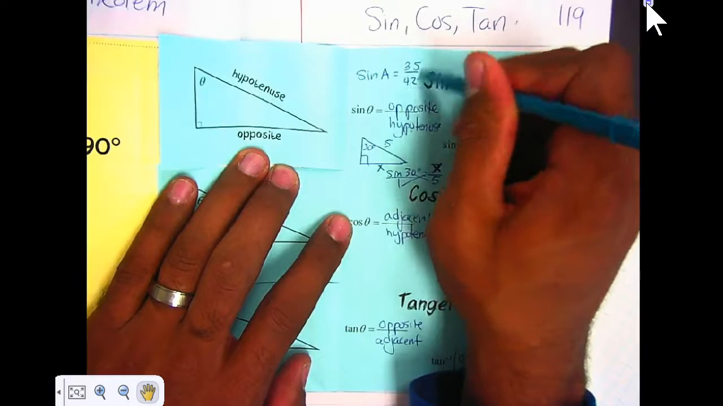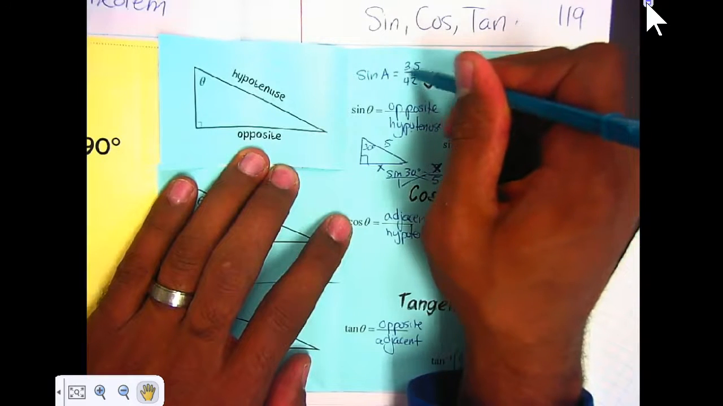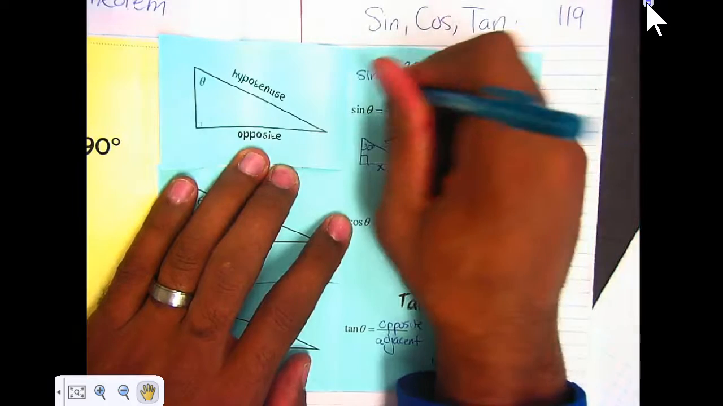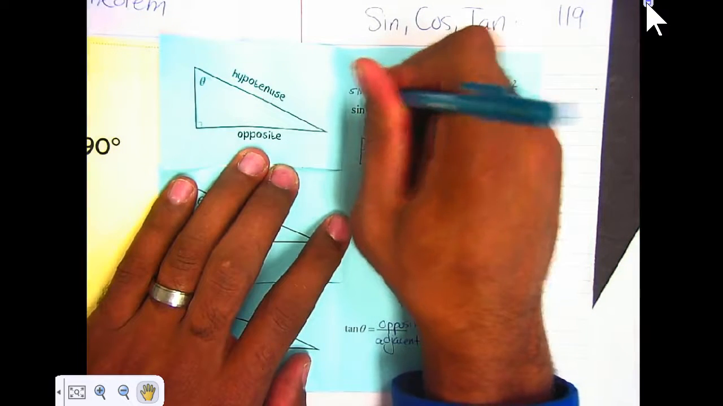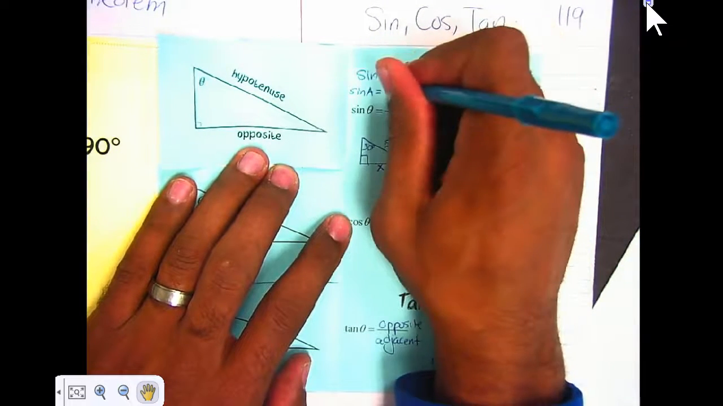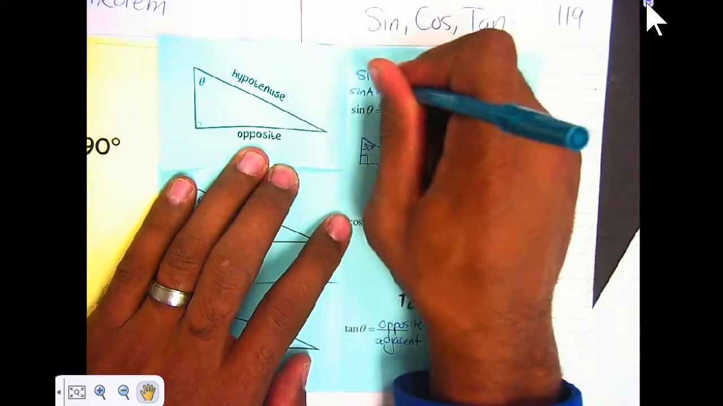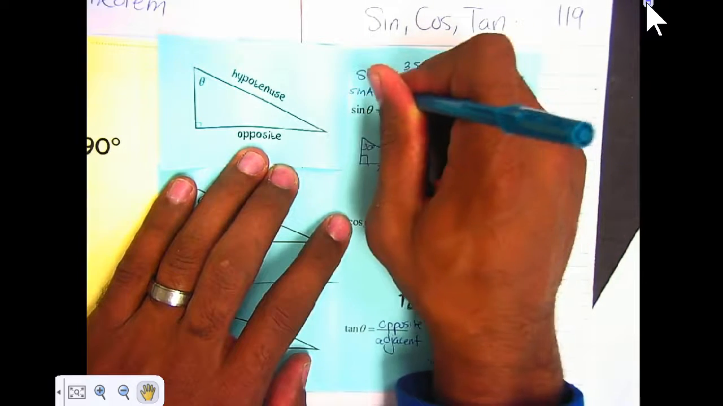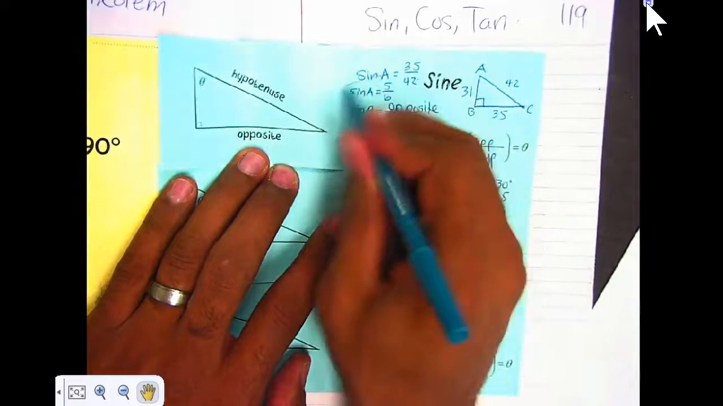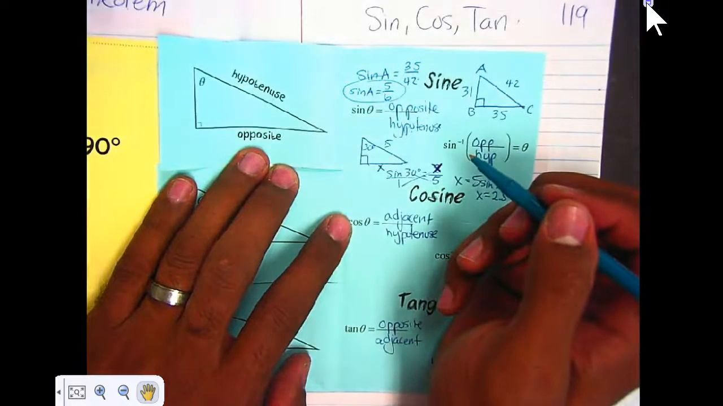But again, that's a fraction, and we could reduce that. I could divide 7 into both of those numbers. So then the sine of A is equal to, 7 divided by 7, and 7 divided into 42, I get 5 over 6. So sine of A is equal to 5 over 6.